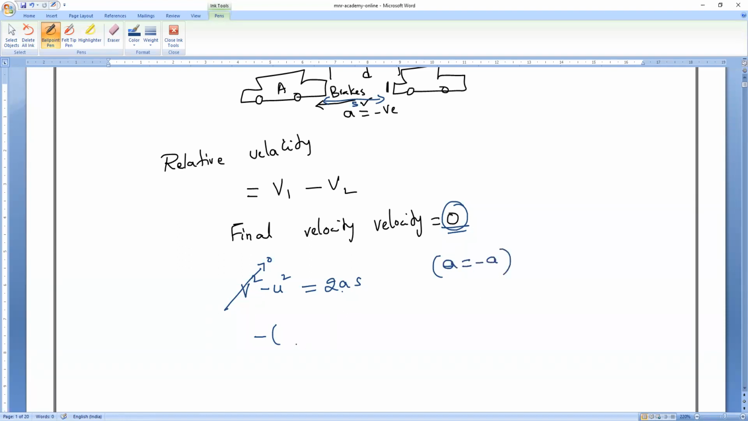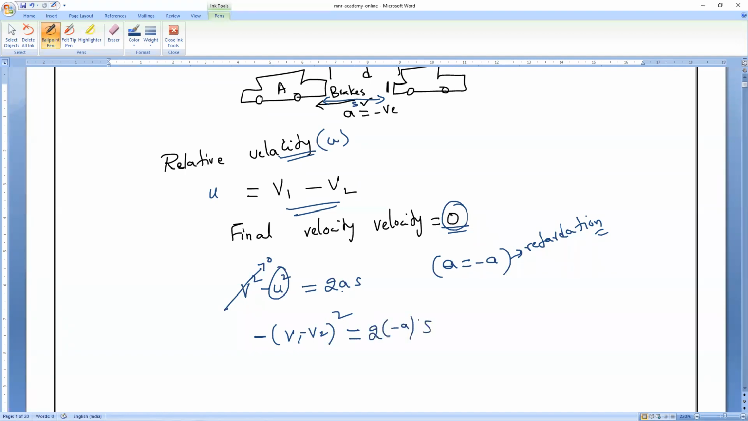Yes, please. Minus, because of retardation. Understand, everyone? So that is what it is. What is the initial velocity of the car? Relative velocity, initial velocities. What is that? (V1 minus V2) whole square equals 2 into minus A into S. So that's all it is.